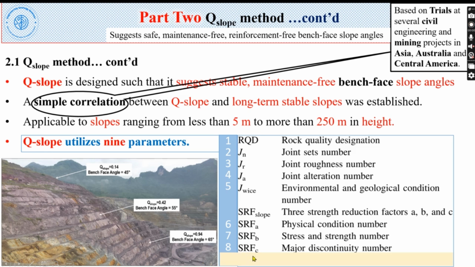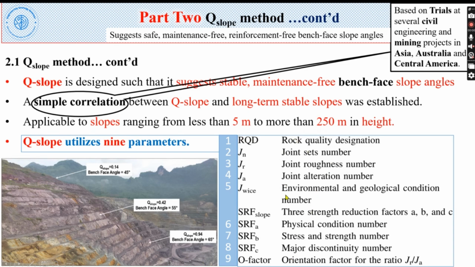The 8th factor is strength reduction factor C. This is related to the major discontinuity number. How do we get this one also will be discussed. The 9th and final parameter is known as O factor. This is an orientation factor for the ratio between joint roughness and joint alteration. So in order to implement or apply the Q-slope system, what you need to do is just understand these 9 parameters, and you need to understand how to determine these 9 parameters based on your visual observation while excavation is undergoing on site.